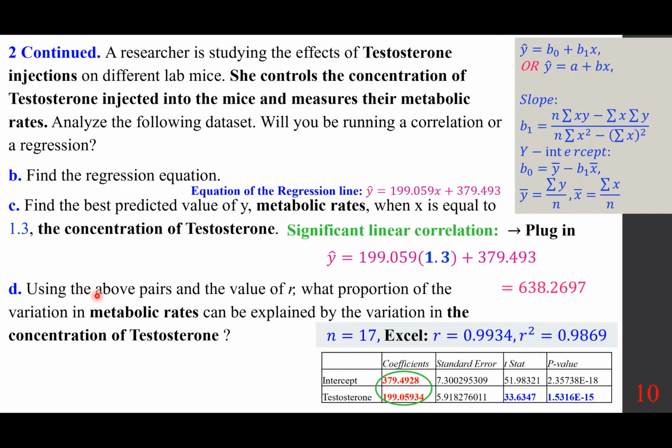Finally, using the above pairs and the value of R, what proportion of the variation in metabolic rates can be explained by the variation in the concentration of testosterone? This answer is always equal to R squared. If only R is given, just square it and you have the answer. Since R squared is given, 0.9869, which corresponds to 98.69%.